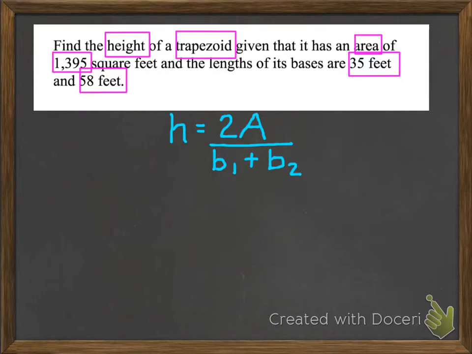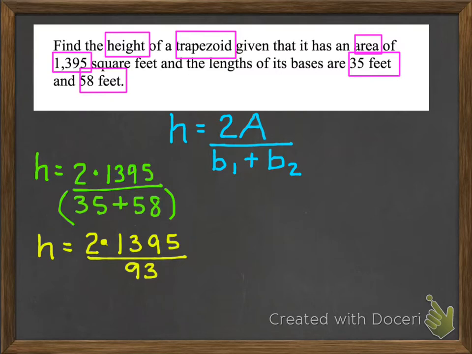All right, so as you can see, we're going to start with the related formula, which is height equals 2 times the area divided by base 1 plus base 2. So now we're just going to plug in the information that we have. So now you get 2 times 1395 over 35 plus 58. Because the 35 plus 58 is in parentheses, you want to do that first. So now your new problem is 2 times 1395 divided by 93. I'm looking at the 93 and the 2 to see if I can cross simplify, and really that's not going to help me out. So I'm just going to have to do it the long way and multiply out the 1395 and the 2.